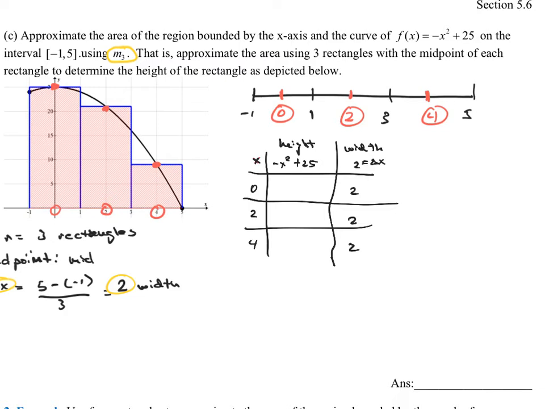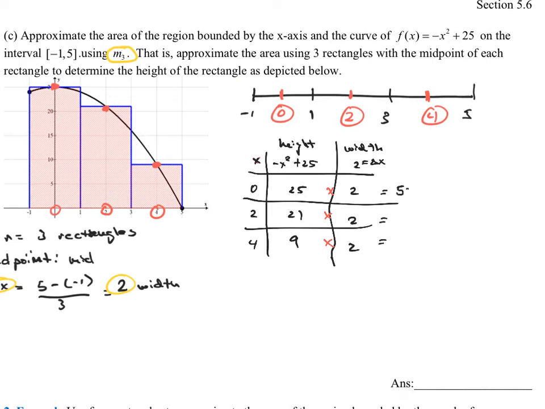So when I plug in a 0, I got a 25. When I plug in a 2, I got a 21. And when I plug in a 4, I got a 9. So hopefully you have those as the height of each rectangle. Again, we take the height times the width. If you take the height times the width, let's see what we get for the area of the first rectangle.